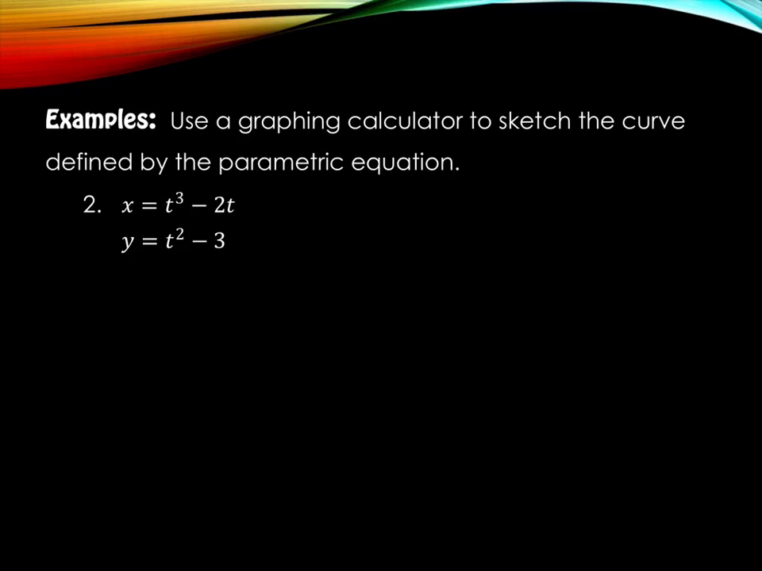So go ahead and put in your t cubed. When you press the button that says x, it's now going to say t. T cubed minus 2t and t squared minus 3. I'd like for you to hit window next.